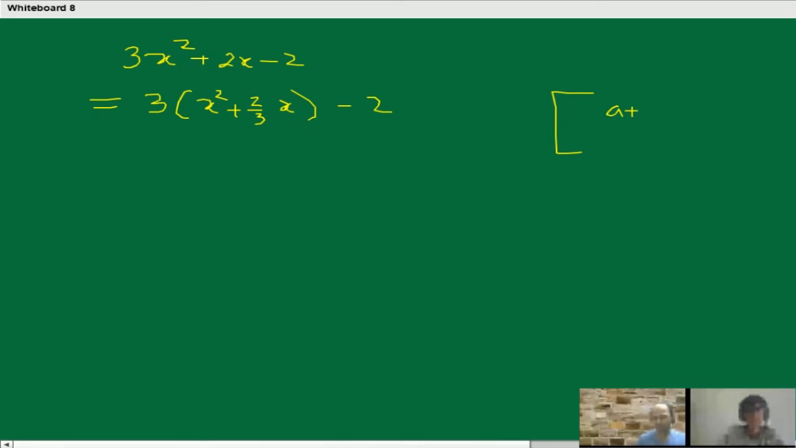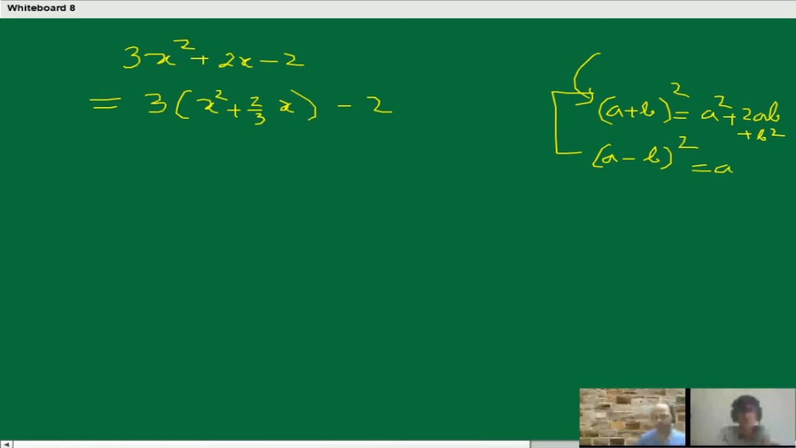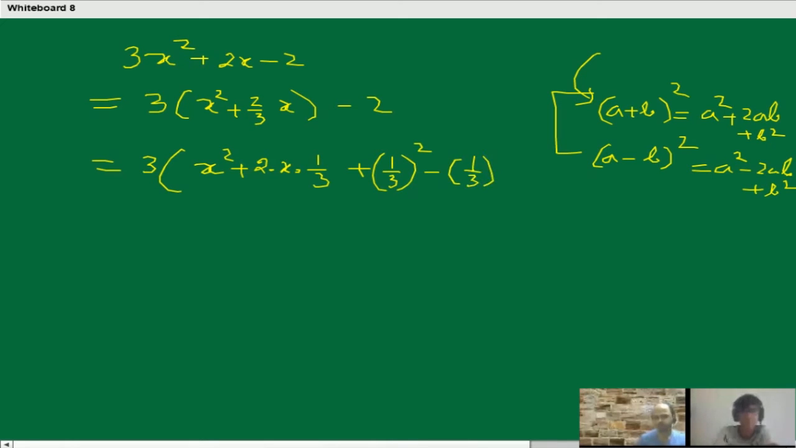After that, what we have to remember is a plus b whole square. Are you familiar with this identity? If the coefficient of x is plus, then we are supposed to use this. If the coefficient of x is minus, then we are supposed to use this. So this would be x square plus 2x times 1/3, plus 1/3 whole square, minus 1/3 whole square, minus 2.